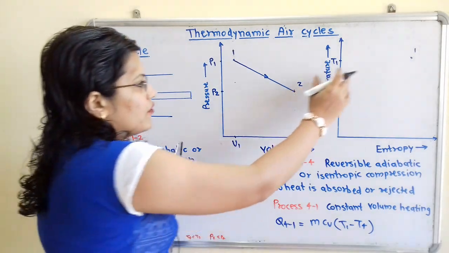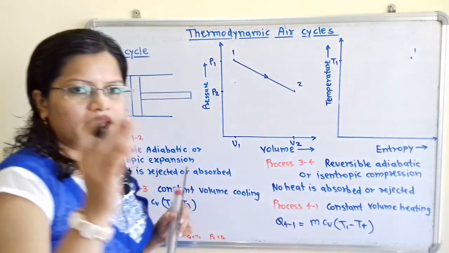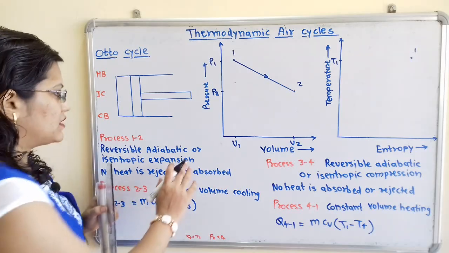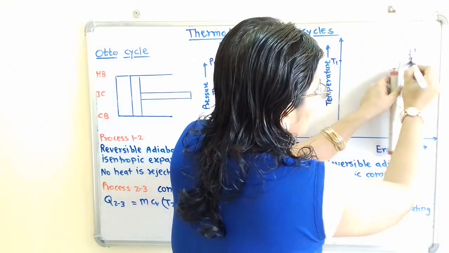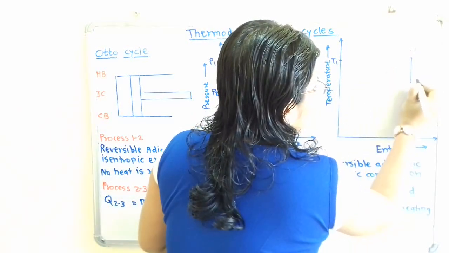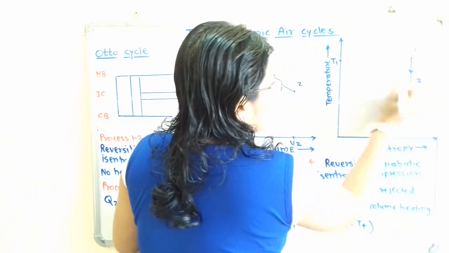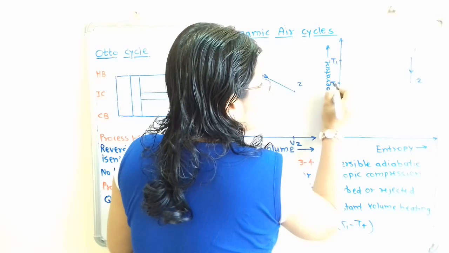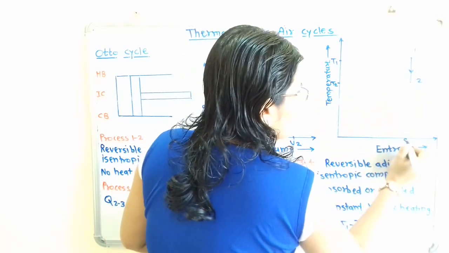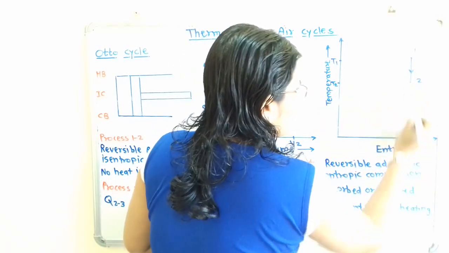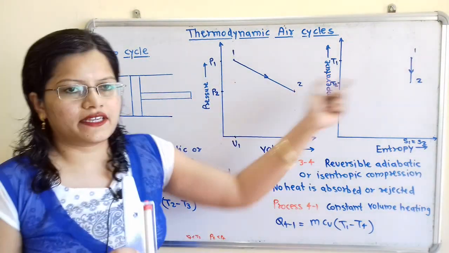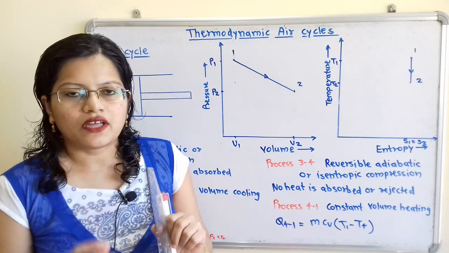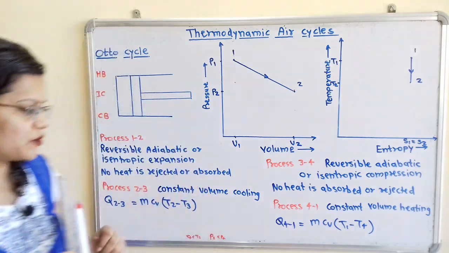Now for the temperature entropy diagram, entropy remains constant and temperature is getting decreased. So we will show here a straight vertical line. Here will be the point 2. So here is temperature T2 and here S1 is equal to S2, that is entropy will remain constant. So all the conditions are getting satisfied. Now we will move for the next process.